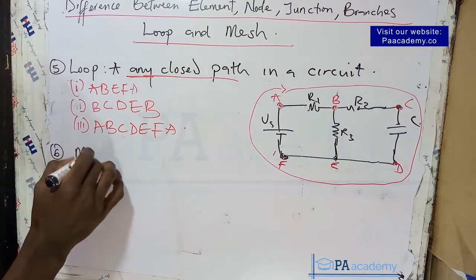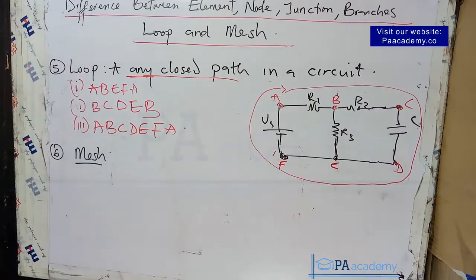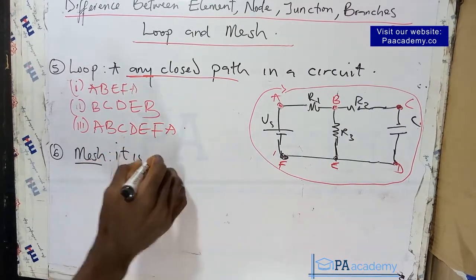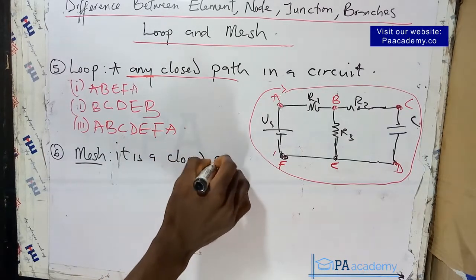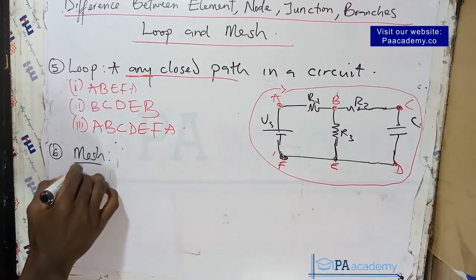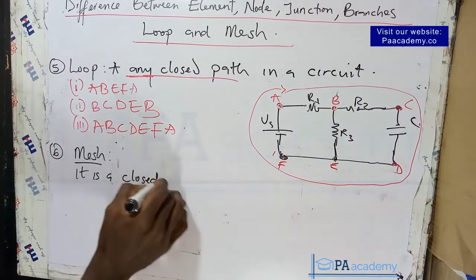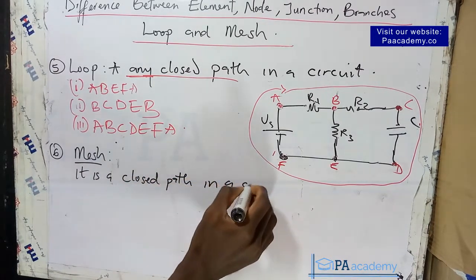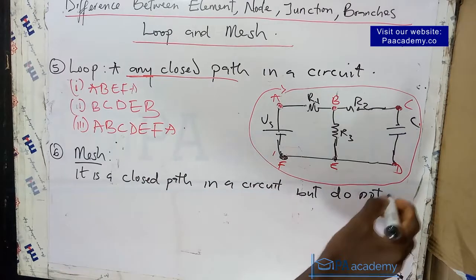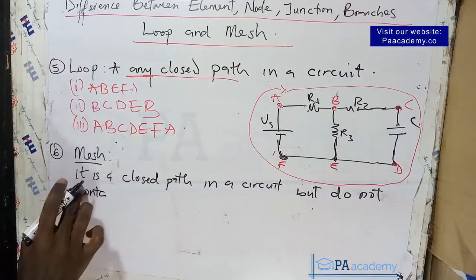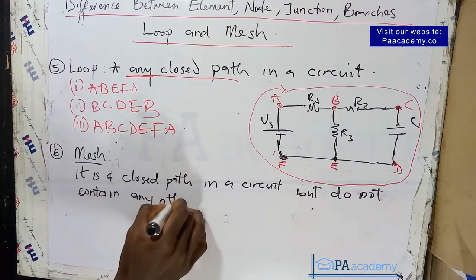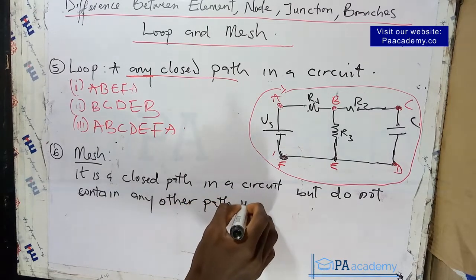So for number 6, mesh. Now you define a mesh as a closed path in a circuit, but it does not contain any other parts in it.